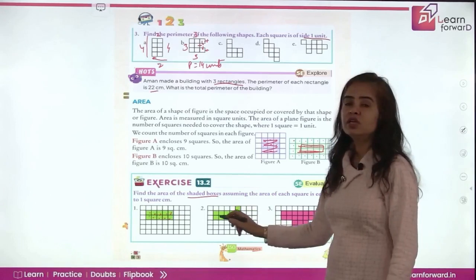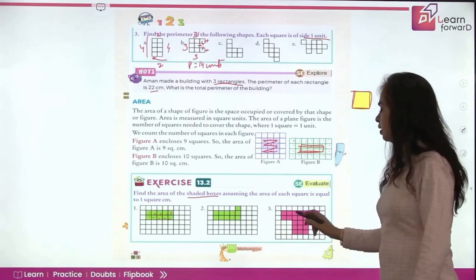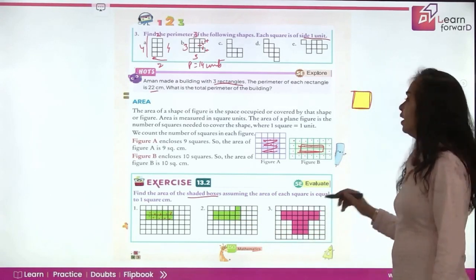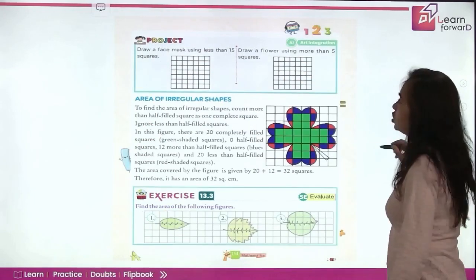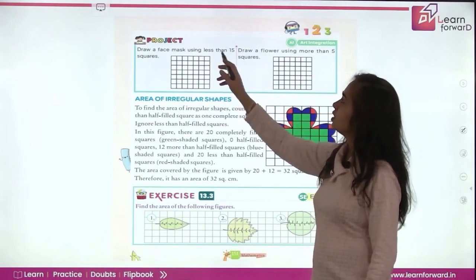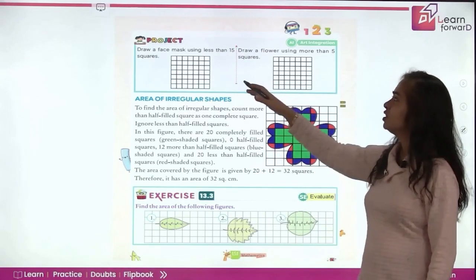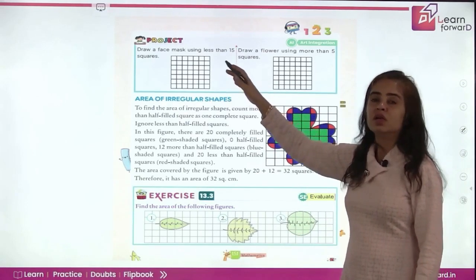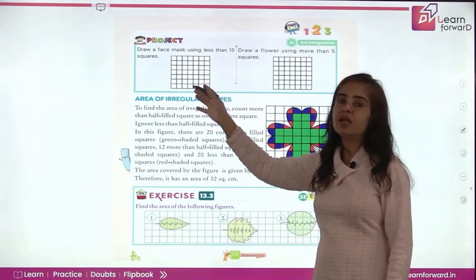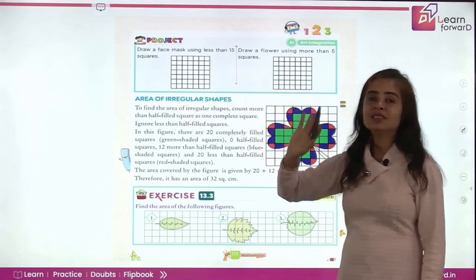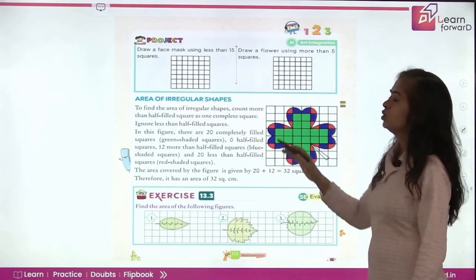Find out this shaded part, how many shaded squares are there, and you get the area of these shapes. Now draw a face mask using less than 15 squares. So this is your time to show your creativity. Just make a face mask using less than 15 squares. You will not use more.